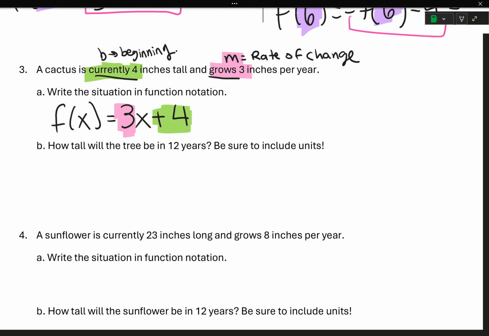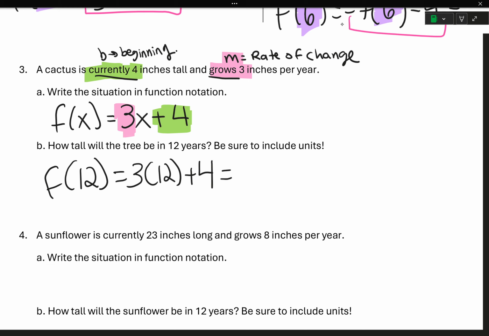How tall will the tree be in 12 years? Well, let's plug 12 into x. 3 times 12 is 36, plus 4 is 40 inches. Don't forget units. We're talking about a cactus.